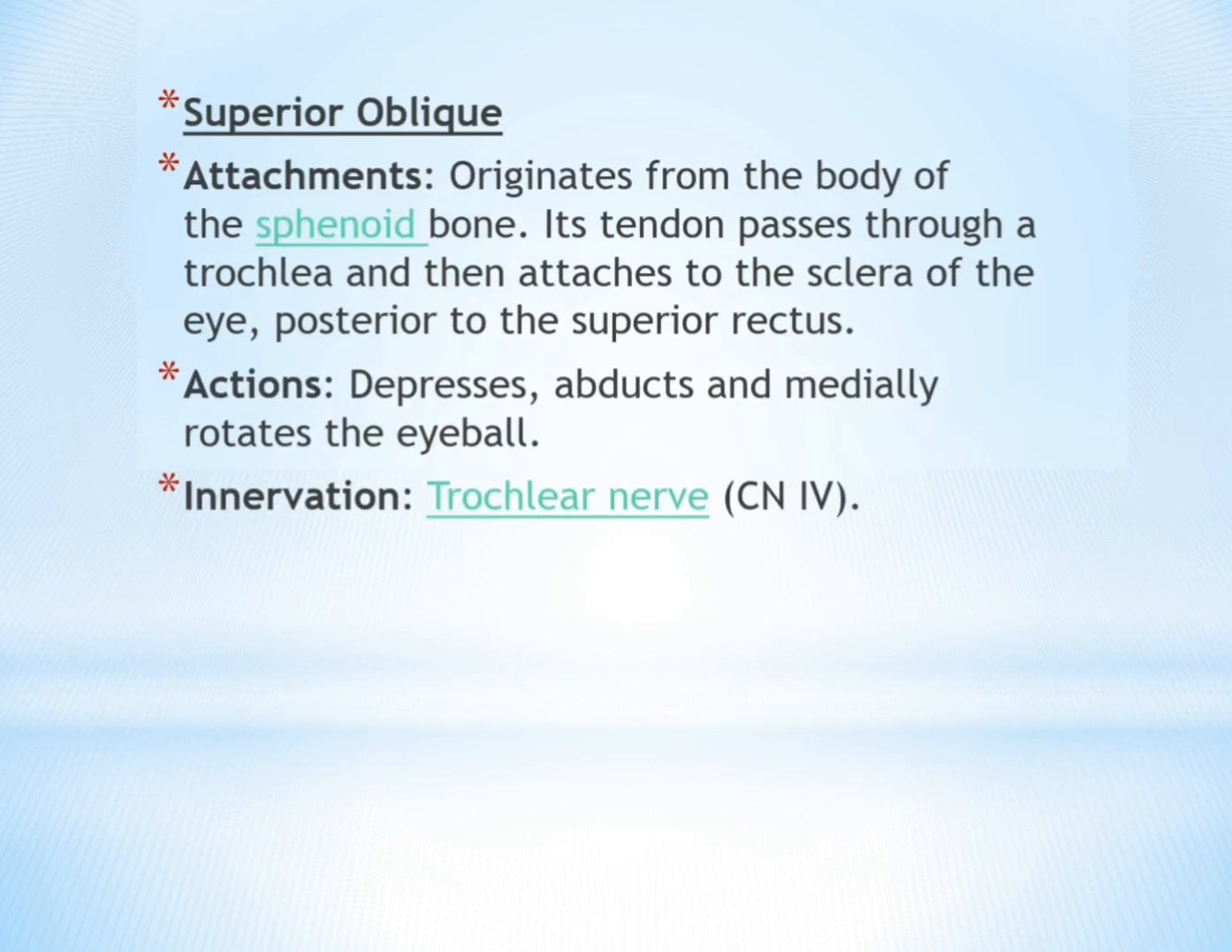Superior oblique originates from the body of the sphenoid bone. Its tendon passes through a trochlea and then attaches to the sclera of the eye posterior to the superior rectus. Actions are to depress, abduct, and medially rotate the eyeball, and innervation is by the trochlear nerve.